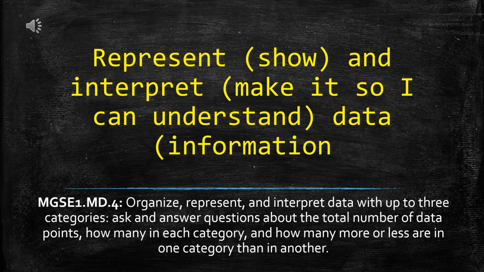Boys and girls, today we are looking at representing, which means to show, and interpreting, meaning make it so I can understand, data, which is just information. Our standard is to organize, represent, and interpret data with up to 3 categories. Ask and answer questions about the total number of data points, how many in each category, and how many more or less in one category than another. So there's 3 things we need to be able to do.